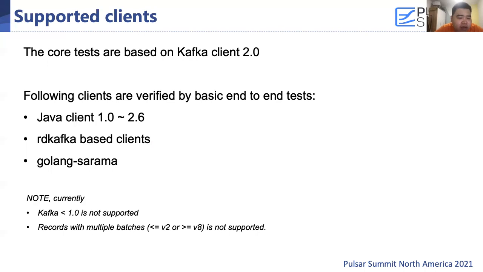KOP supports many clients because it supports the Java Kafka protocol from 1 to 2.6. But the core tests are based on Kafka client 2. The following clients are verified by basic end-to-end tests: the Java client and other Kafka-based clients, and Golang Sarama. You can use Pulsar standalone with KOP for a quick verification of your Kafka client. Then you can see whether your client is supported.